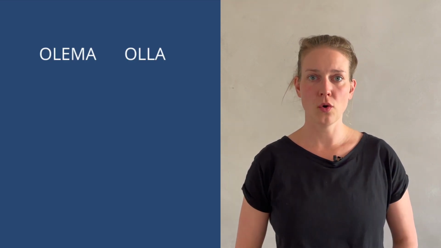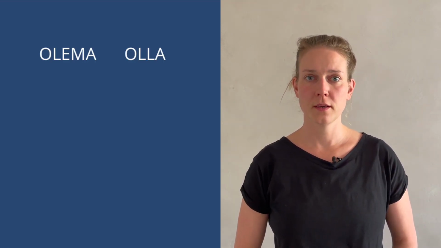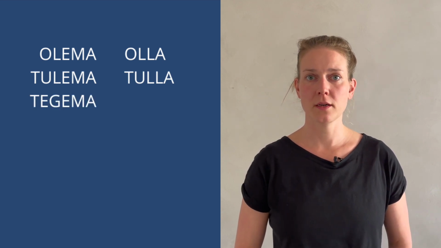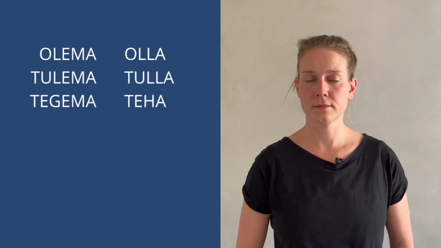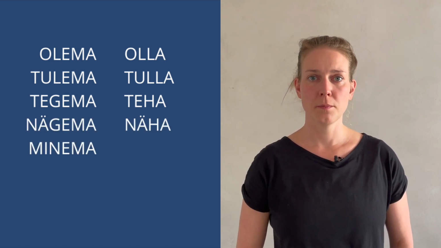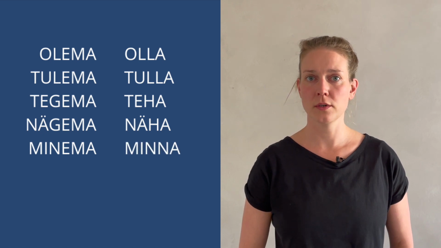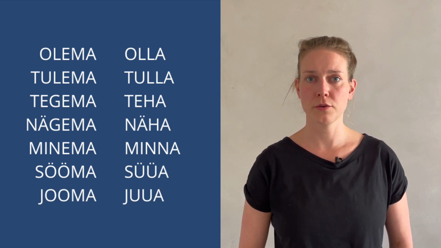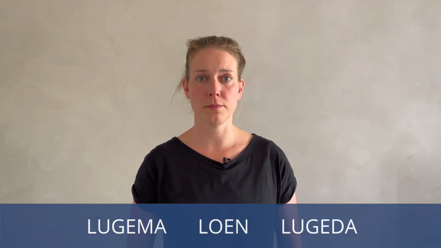Let's see some of the most important ones. Olema, olla, to be. Tulema, tulla, to come. Tegema, teha, to do. Nägema, näha, to see. Minema, minna, to go. Sööma, süüa, to eat. Jooma, juua, to drink. So now you're familiar with the three forms of Estonian verbs: the ma infinitive, the conjugational form, and the da infinitive.